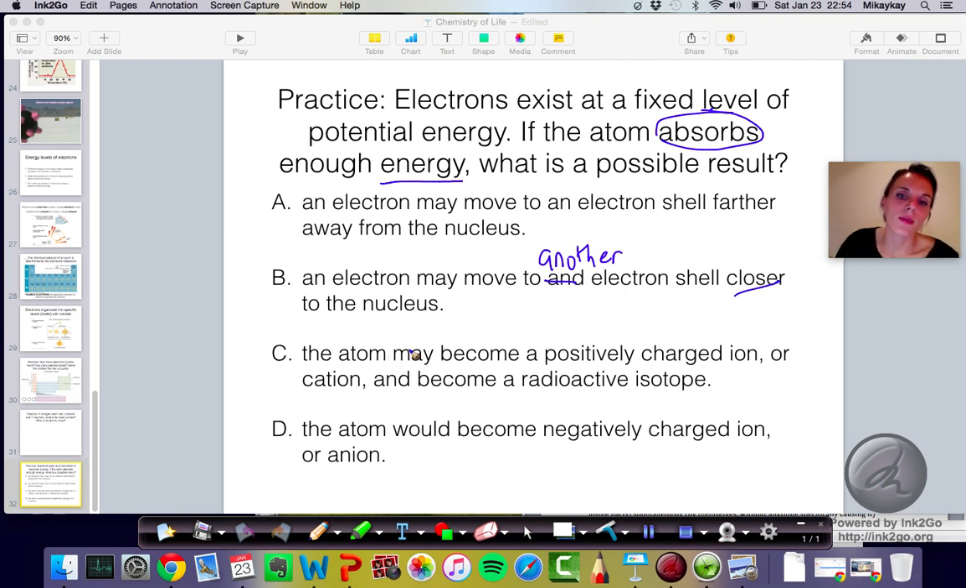Will the atom become positively charged as an ion if it absorbs energy? Well, it's unlikely that that's what's going to happen because we know that an ion forms when there is an imbalance of charge. And it's definitely not going to become a radioactive isotope. And whether it will become a negatively charged ion is also unlikely because we're talking about absorbing energy and not gaining or losing electrons. So it turns out that first option definitely was the best option, but it's always good to check the other ones before you commit.